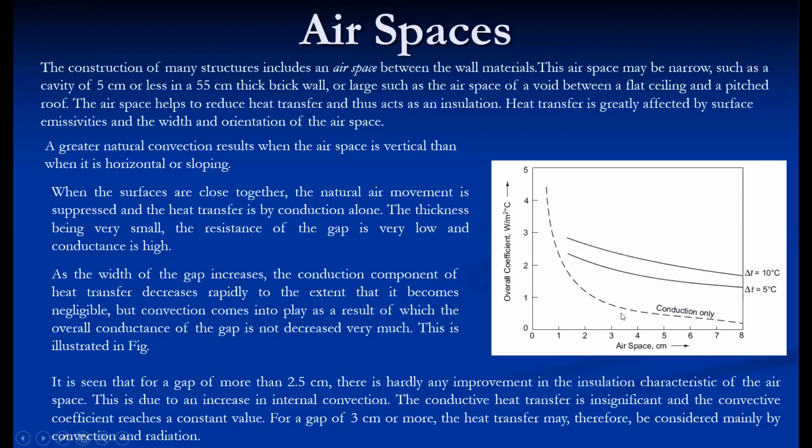Okay, so beyond this, the gap is insignificant. It doesn't take part in blocking the heat transfer rate. It also varies with the delta T; as the delta T between the outside and inside surface is more, obviously the overall heat transfer coefficient is high. And so 5 degrees Celsius and 10 degrees Celsius. So this is about the air spaces. It is purposely provided in the building in order to block the rate of heat transfer, because it acts as an insulation, but it is recommended to have a thickness up to 2.5 centimeters of the air spaces.